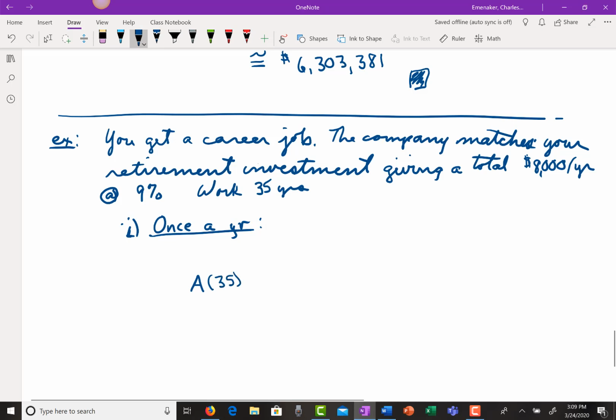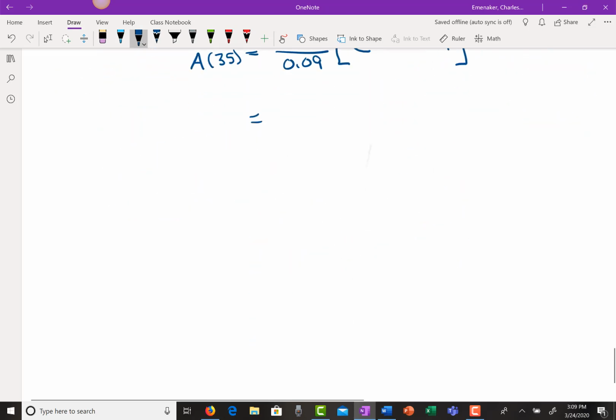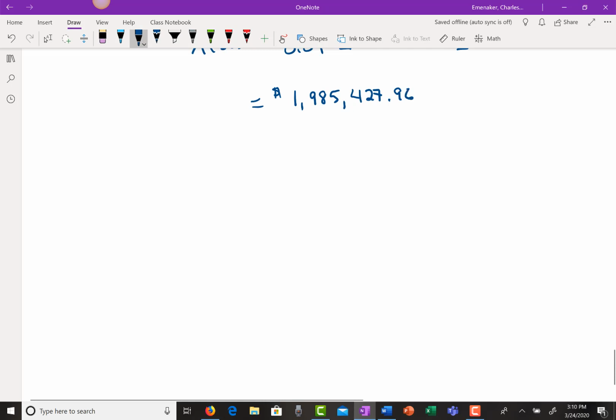In 35 years, what this will work out to be is the rate at which the money's coming in divided by the rate of return times E raised to the rate of return times the 35 years that you would estimate you're going to work, minus 1. Carefully plug that into the calculator, and this estimate would suggest that you're going to have $1,985,427.96. That's not bad, about $2 million.